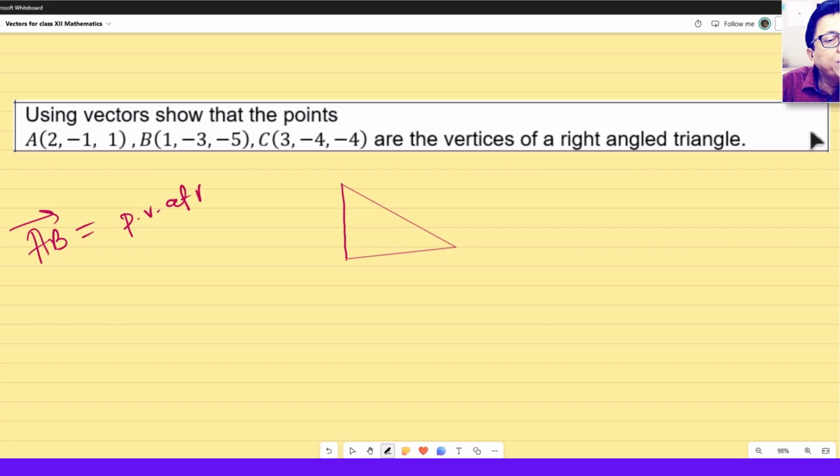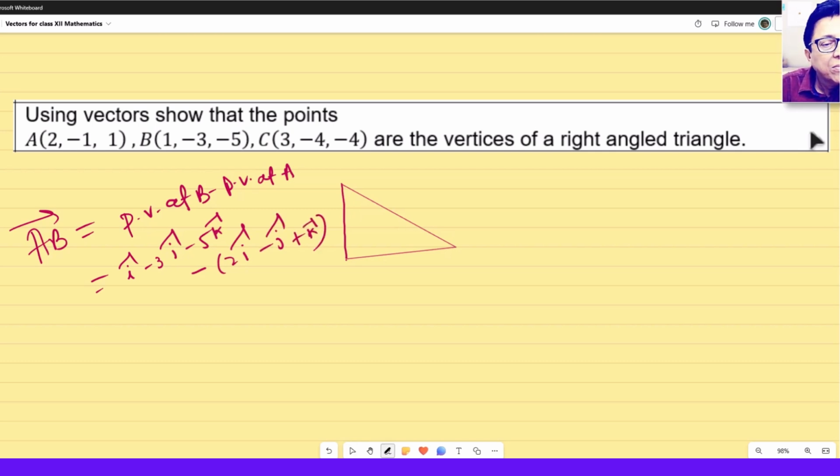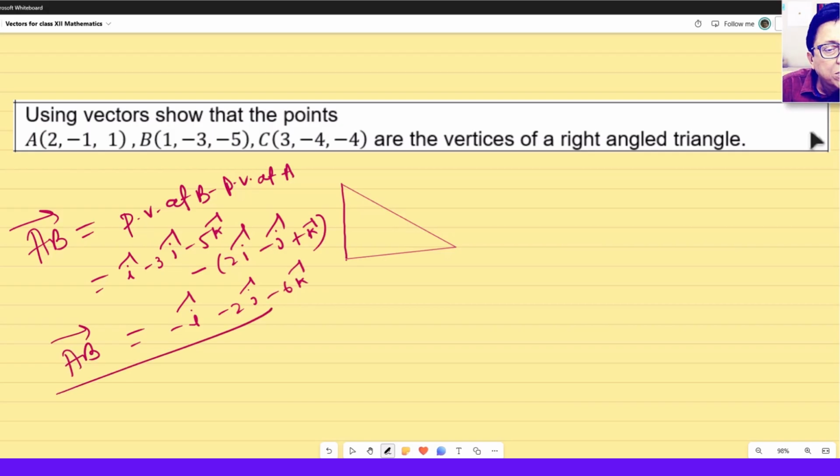This is the position vector of B. So B is what? 2i minus j plus k, minus the position vector of A. This is nothing but minus i minus 2j minus 6k. So you got the AB vector. Okay.